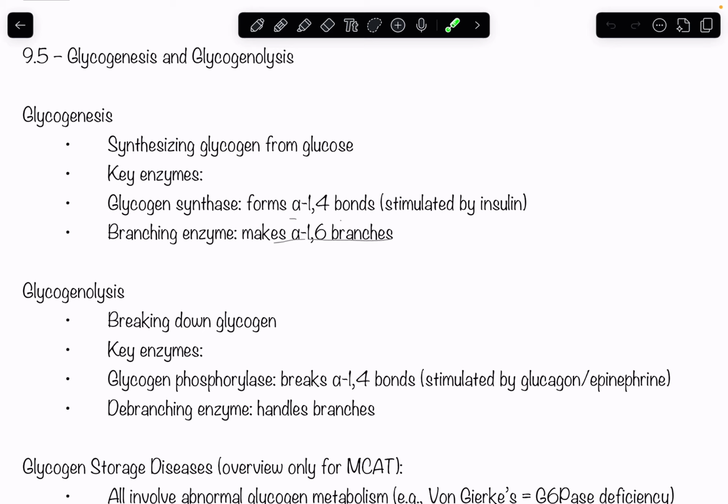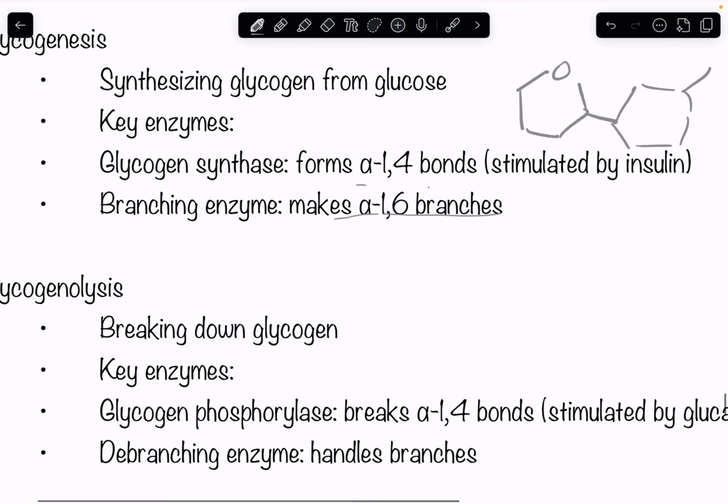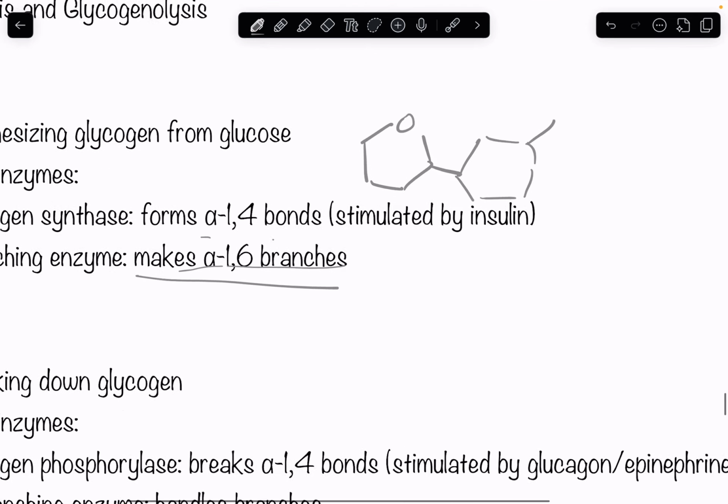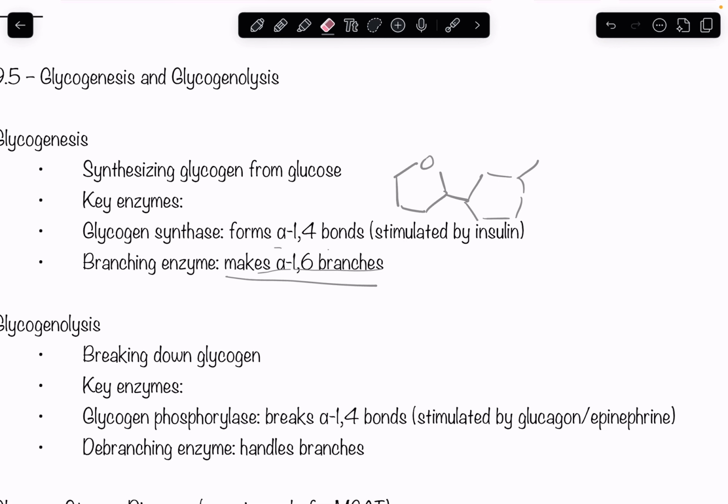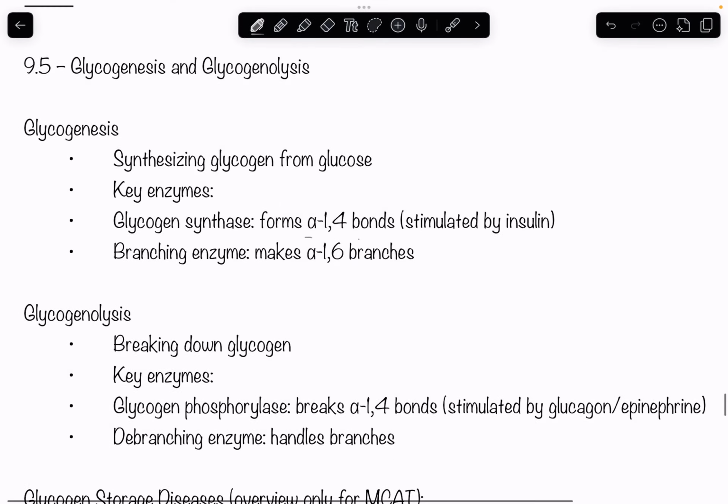So glycogen synthase forms an alpha-1,4 bond stimulated by insulin. And it sort of forms it like from here, alpha 1 to here, and so on and so on. But every now and then you have glycogen branching enzyme, which makes your branches 1,6. Okay, and this is gonna matter very soon later.